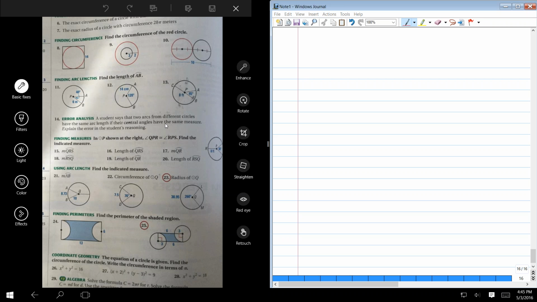All right. The only difference in 13 and 12 is what? It gives you a diameter instead of a radius. So what's the radius in 13? The radius is 4. So what's the full circumference? 8 pi. What part of the circumference are we dealing with?